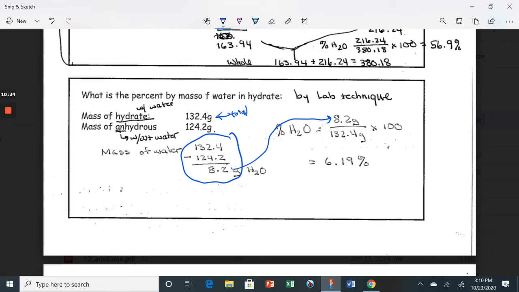And actually there's an error here because this is the proper way to record your subtraction, which is only 2 sig figs. So this really should be 6.2%. I don't know why I wrote 3 sig figs.